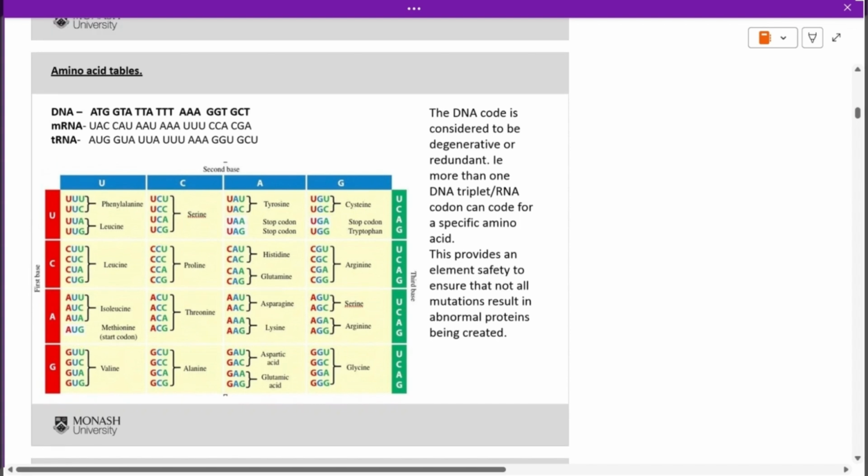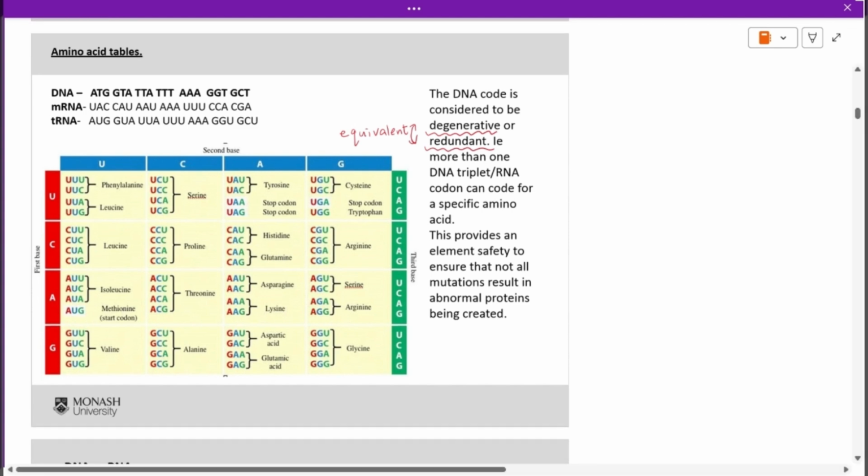A special thing about the DNA code is that it is considered degenerate or redundant. These 2 words are the same, so they're equivalent, and they can be used interchangeably. What these 2 words both mean is that there's more than one DNA triplet / RNA codon that codes for a specific amino acid.